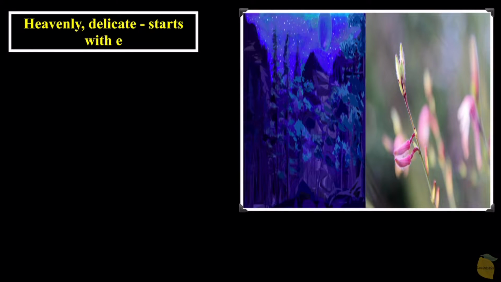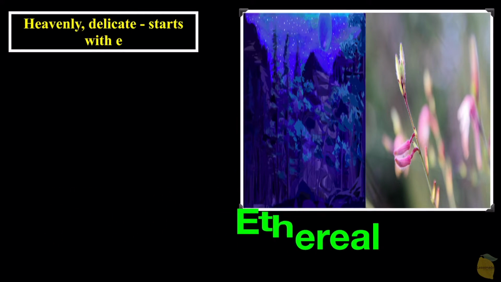Heavenly delicate starts with E. In this picture, we can see two pictures. So one on the right is a very delicate flower, and one on the left is a heavenly picture, and it's very beautiful. So the word is going to be ethereal. Let's go on to the next one.